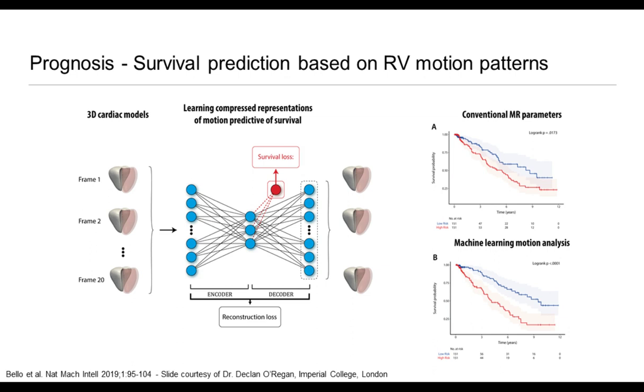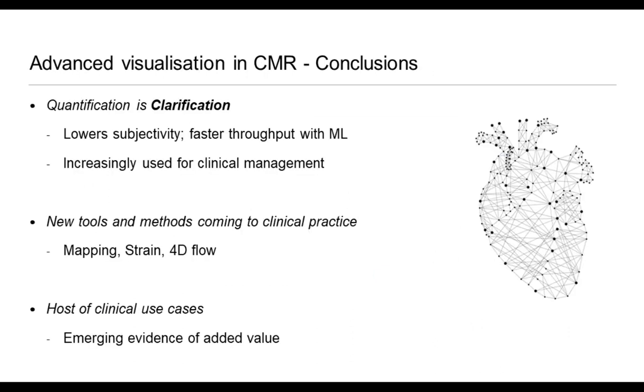Quantification is clarification, and it lowers the subjectivity. Machine learning will enable faster throughput and extraction of more parameters with clinically acceptable imaging times and post-processing times. And this is going to be increasingly used for clinical management. There are many new tools in the toolbox, such as mapping, strain, and 4D flow, which are now entering clinical practice for good reasons. And there are a host of clinical use cases that I hopefully showed you.